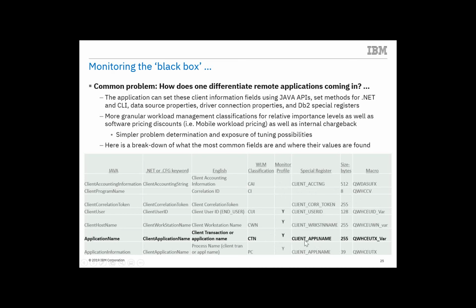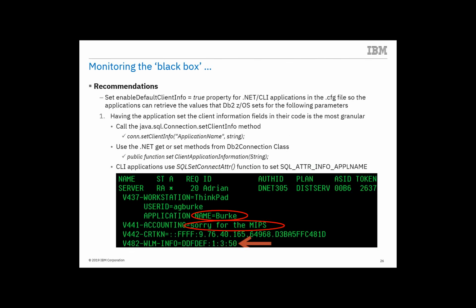Also, a good thing, it's a special register, so the application can test with it, pull back their own special register value, and make sure that it's populating correctly. So the example here, for .NET, you've got to set another parameter to allow you to populate these fields. For Java, it's enabled already.